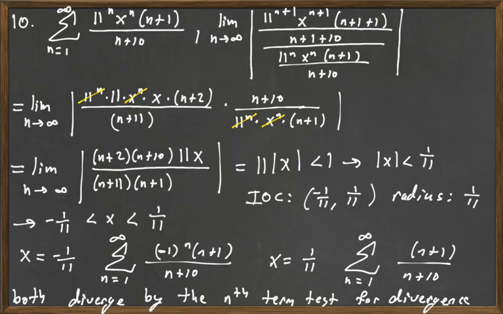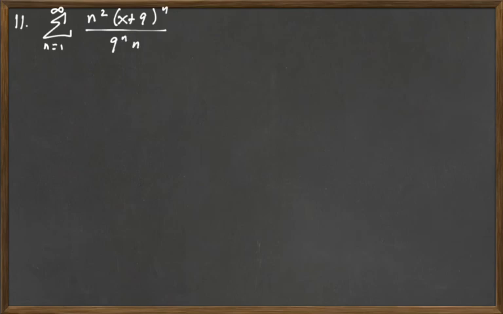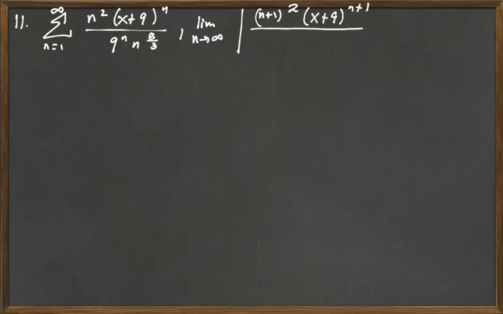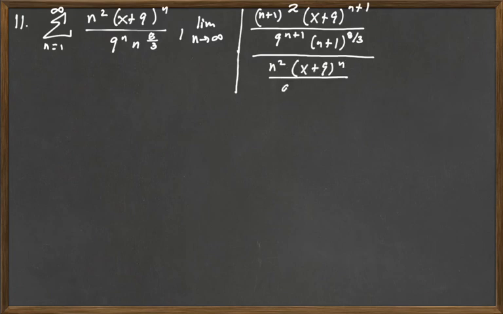Okay. Alrighty, we got one more example for this video. We're going to look at the sum n equals 1 to infinity of n squared, x plus 9 to the n, over 9 to the n to the 8/3. Again, we're going to apply the ratio test, so this is going to be n plus 1 squared, x plus 9 to the n plus 1, divided by 9 to the n plus 1, and n plus 1 to the 8/3, divided by n squared, x plus 9 to the n, divided by 9 to the n to the 8/3.